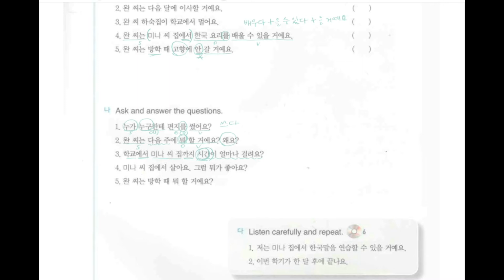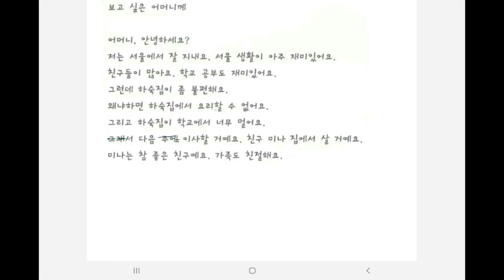Number four. 미나씨 집에서 살아요. 그럼 뭐가 좋아요? 자, there is no subject in this sentence, isn't it? 자, 살아요 is a verb. You live at Mina's house. Then, what is good? What are the advantages of living in Mina's house? Let's find out. Number five, 완 씨는 방학 때 뭐 할 거예요? What will one do during the vacation? Let's find out. Done? So, let's do the reading.